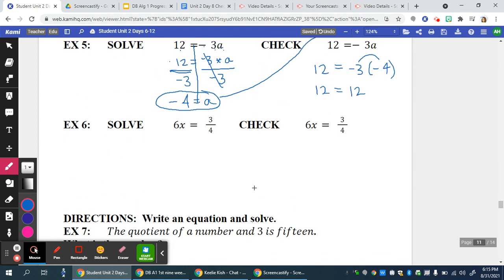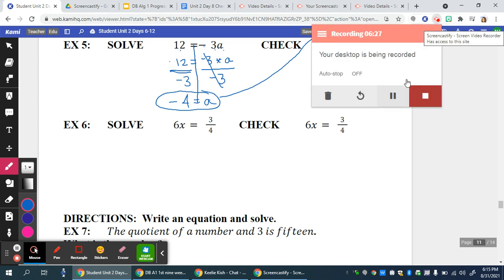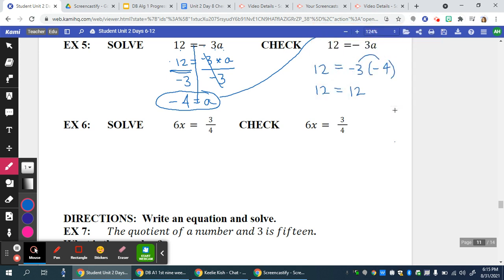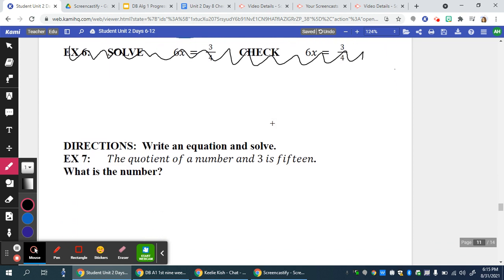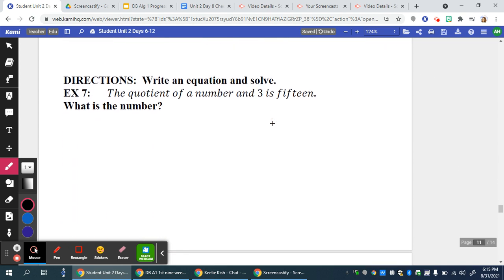Example 6. 6x is equal to 3 divided by 4. I have just decided that we are actually going to skip number 6 for right now. So go ahead, you can just X that out in your notes. And we're going to go straight to example 7.